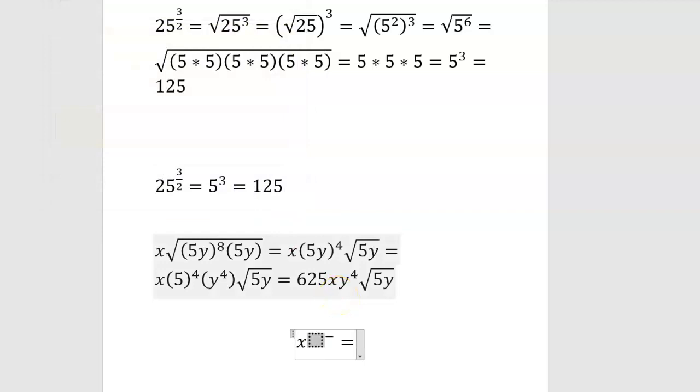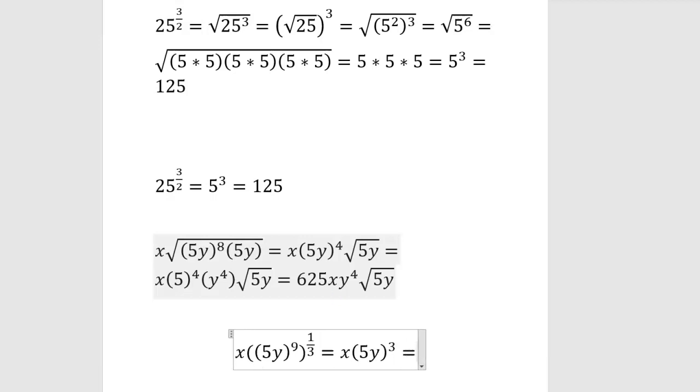No, forget it. But anyway, guys, if we wanted to do the cube root of 5y to the 9th, that would be the same thing as 5y to the 9th raised to the power of 1/3. We take the whole thing and raise it to the power of 1/3. And that would be x times 5y cubed.